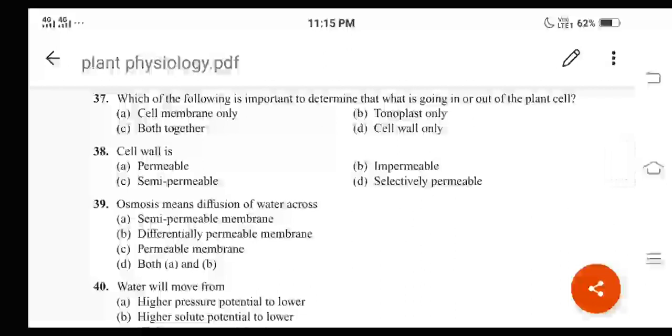What is the cell wall? The different options are like this: A is permeable, B is impermeable, C is semi permeable, and D is selectively permeable. Here the cell wall is considered a permeable structure. Option A is correct.